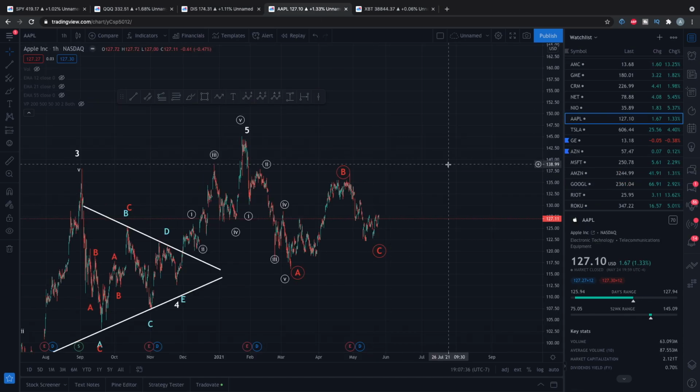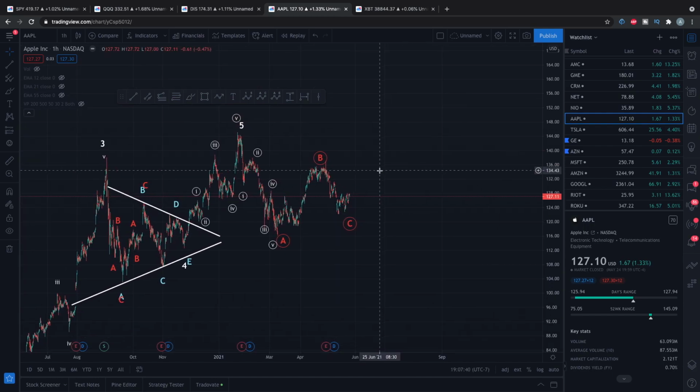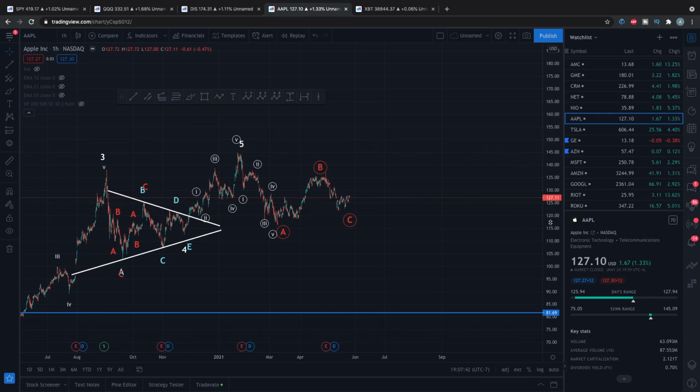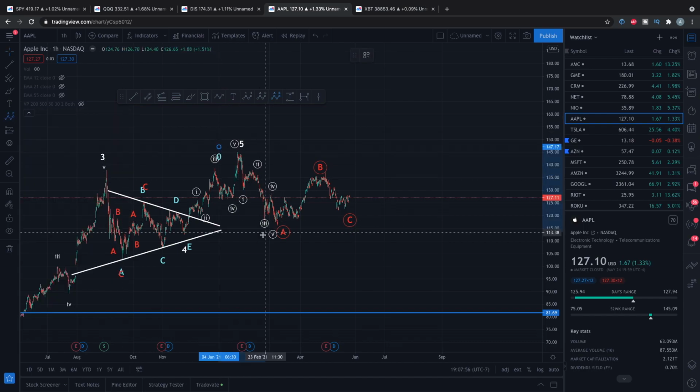In terms of Apple, I would not trade this because we finished the ABC correction. Honestly, I don't know what it's doing anymore. After an ABC correction, and we've already finished this topping period right here, I have no confidence to say what it's going to do now. It could form a triangle pattern. So we could see, let me bring that up, some kind of A, B, C, D, E. So there could be some upside.